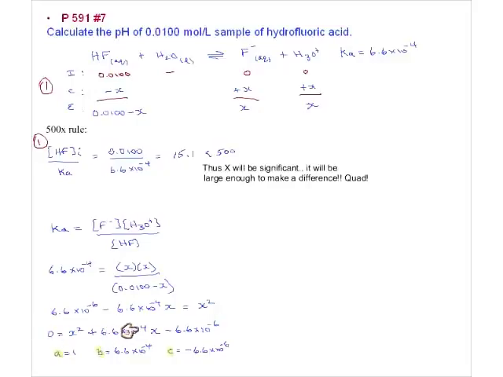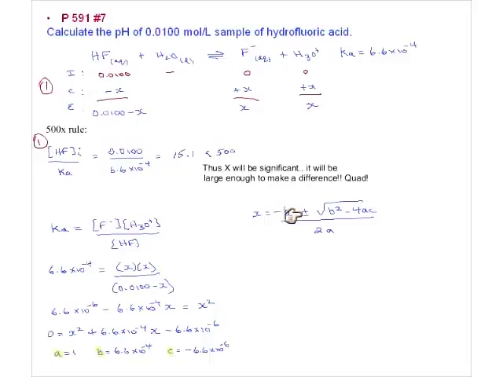And once you have it in standard form, we can see that the A value is 1. The B value, the one that goes along with the single x here, is going to be 6.6 times 10 to the minus 4. And the C value is going to be negative 6.6 times 10 to the negative 6. All right, now that you have your A, B, C values, I'm not going to do the calculation here. What you have to do is plug those into the quadratic equation. You get two values for x because of this plus or minus right here.